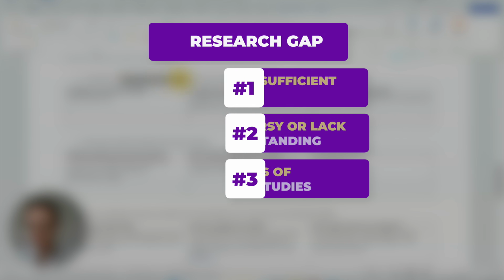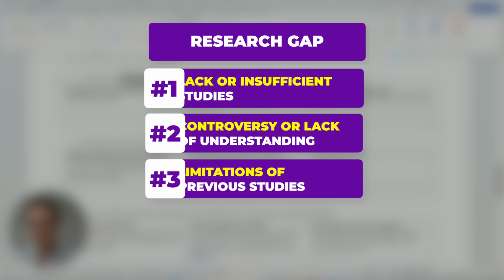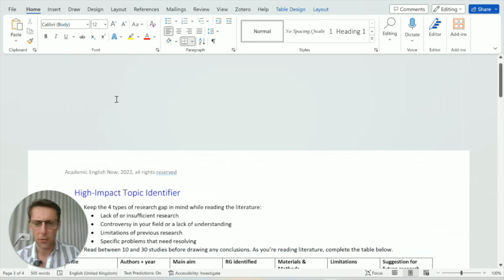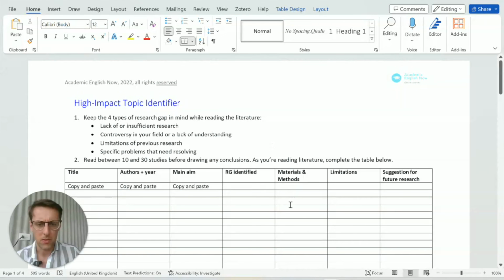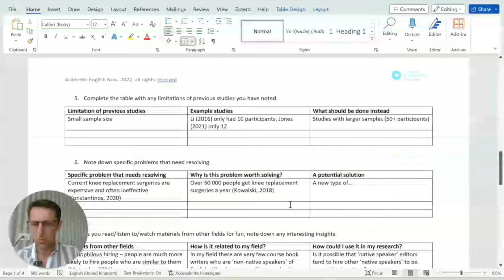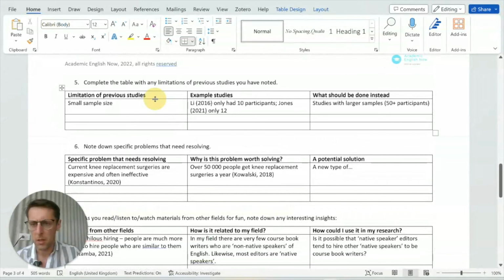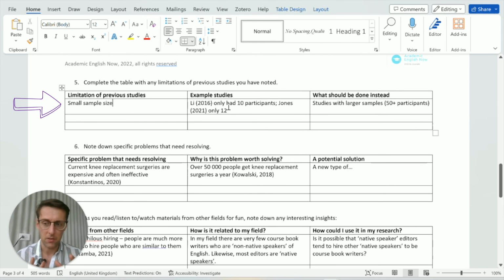You also want to look at limitations of previous studies, okay? That's why I asked you here to start writing the materials and methods in the table in bullet points. And then you can start writing limitations of previous studies. A very common one is small sample size. So maybe you're finding that in this topic that you're researching, most studies have like 10 participants, 5, 6.